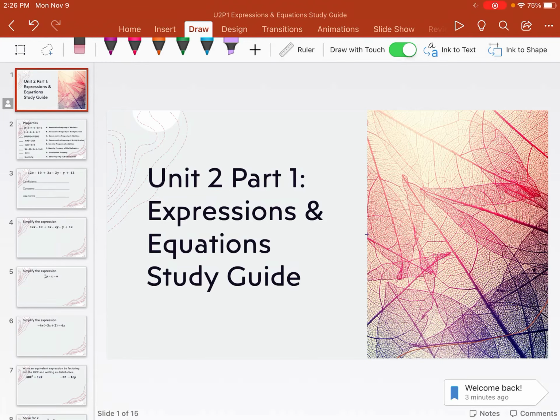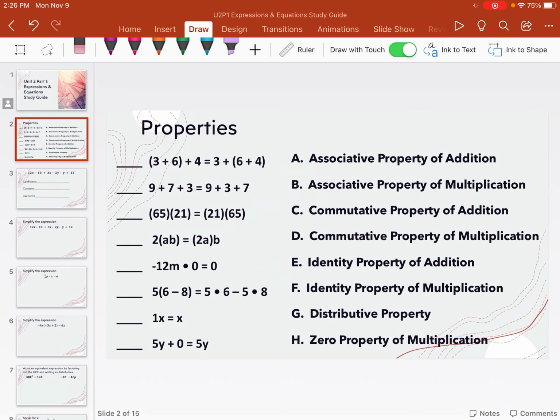All right, guys, let's go through our expressions and equations study guide. So first thing is properties. So our first property, you can see that the order did not change. The only thing that changed is where the parentheses are and what two numbers are inside of them. So this is our associative property, right? Remember, that's your love triangle, who they are associating with, and it's of addition, so A.